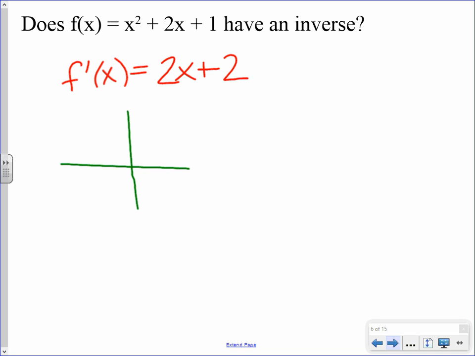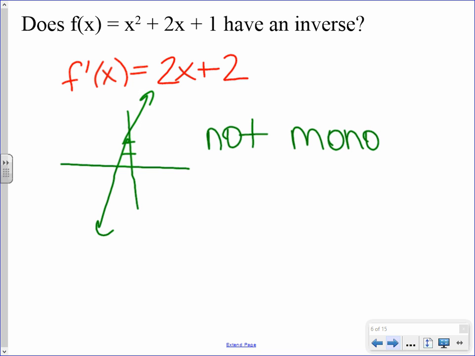I guess you could classify the slope as positive or negative. What does 2x plus 2 look like? The slope is 2. Is that derivative always positive? Is that derivative always negative? Here, we have a negative derivative. Here we have a positive derivative. This is not monotonic. Therefore, our inverse doesn't exist.